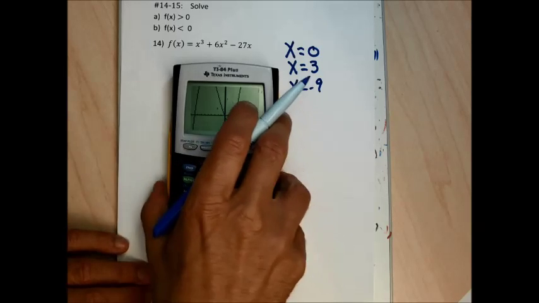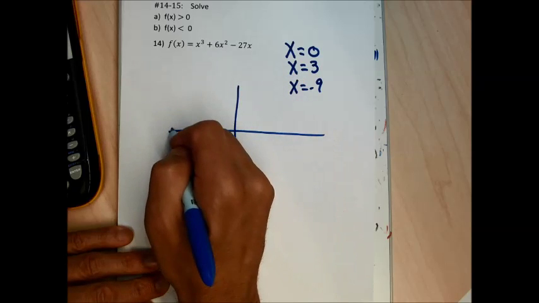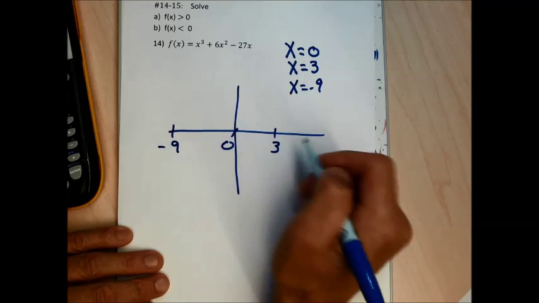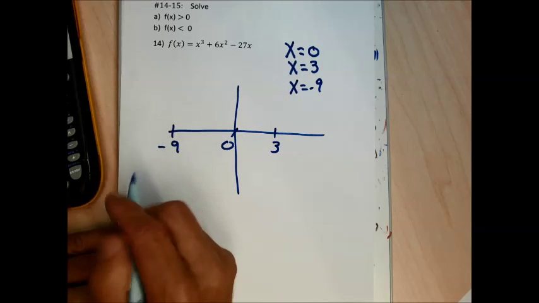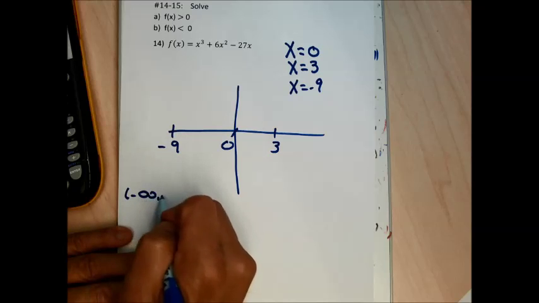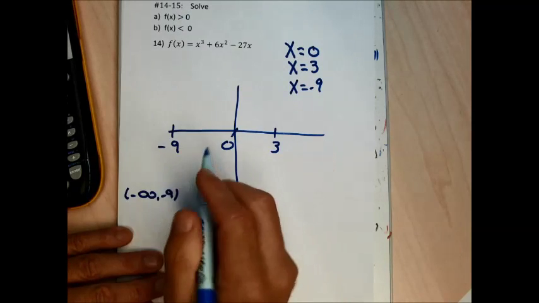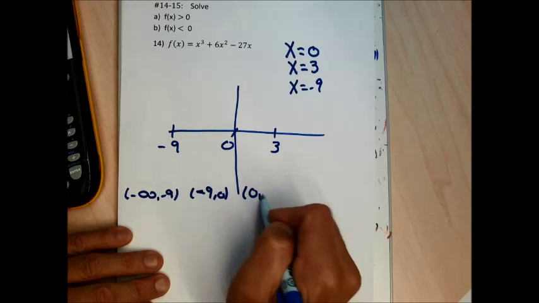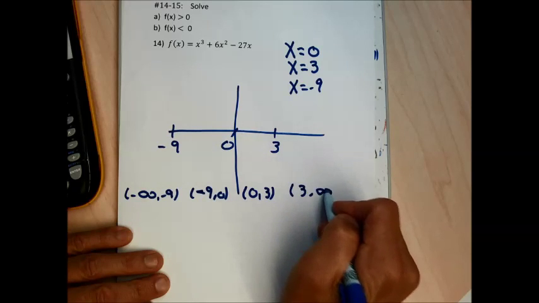I'm going to sketch this graph, and on my x-axis, write these x-coordinates of the x-intercepts of negative 9, 0, and 3. Create intervals. This first interval, I don't have the infinity there, but it's going to be negative infinity to negative 9, all round brackets because there's nowhere equal to. The middle interval is going to be negative 9 to 0, and then 0 to 3. The last interval is going to be 3 to infinity.